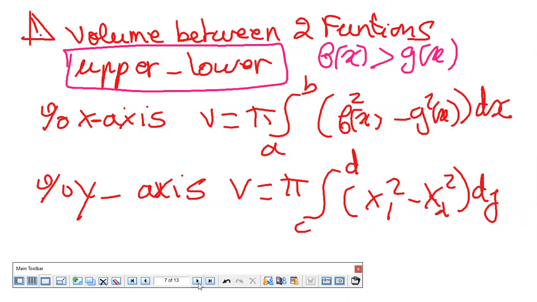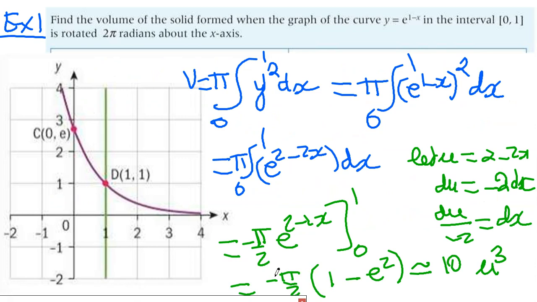Let's do 3 examples for each one. I want to find the volume of the solid formed when the graph of the curve y equals e to the 1 minus x in the interval 0, 1 is rotated. When they say it like this, it means the integral is between 0 and 1. About the x-axis, it means dx. So it's the integral between 0 and 1 of y squared dx, so pi integral 0 to 1 of e^(1 minus x) squared dx. Squared means it's e^(2 minus 2x).